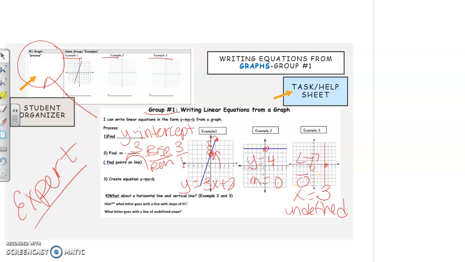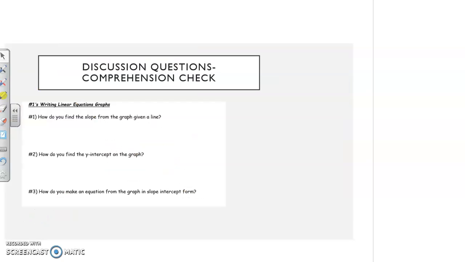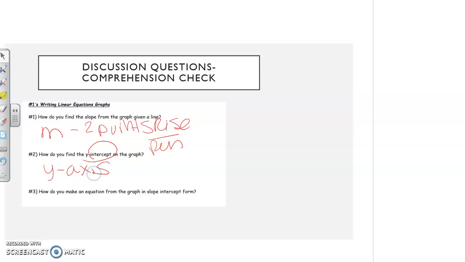Okay? Students are going to talk about this in their group, and then they're going to go to the next slide together where they're answering these discussion questions. How do you find slope from a graph given a line? Well, we talked about this. What do I need for finding the slope? I'm going to need my M, right? M, which is my 2 points. We do rise over run. How do I find the y-intercept on the y-axis, the point that crosses the y-axis? And how do I make an equation?